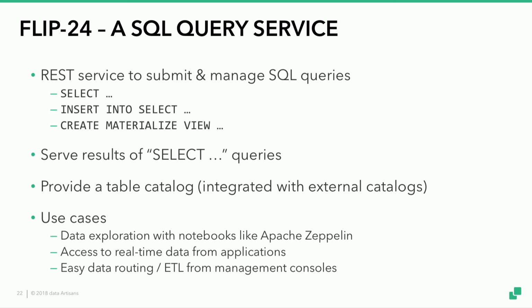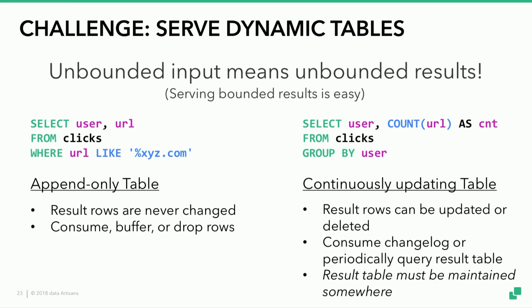Our goal is actually also tightly integrated with table catalogs and so on, where you can then also integrate it with tools like Apache Zeppelin and dashboards. There's, however, one challenge that we have to address here. We have unbounded input data, and unbounded input data also means we have unbounded results. And how do we deal with unbounded results?